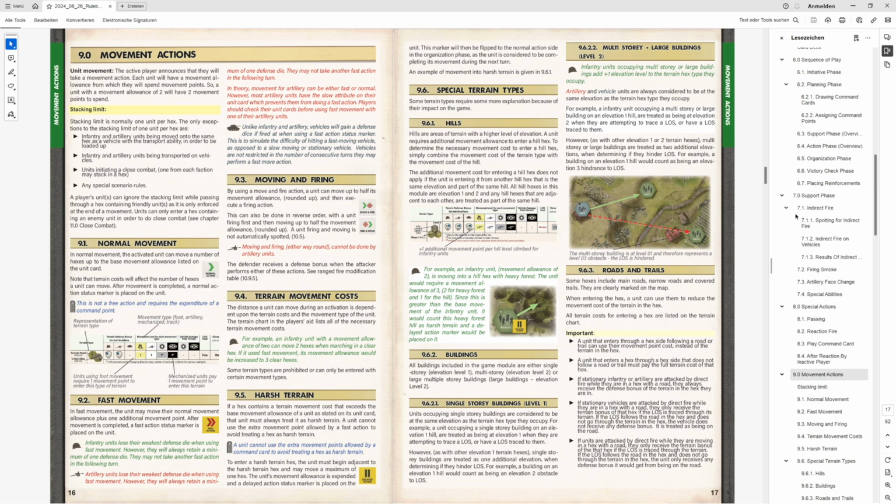Infantry and artillery units can be moved onto the same hex as a vehicle with transportability in order to be loaded up. Infantry and artillery units are being transported on vehicles. Units initiating a close combat: one from each faction may stack in a hex. Any special scenario rules? And you can ignore the stacking limit while passing through a hex containing a friendly unit. So it's allowed to move through friendly unit hexes.